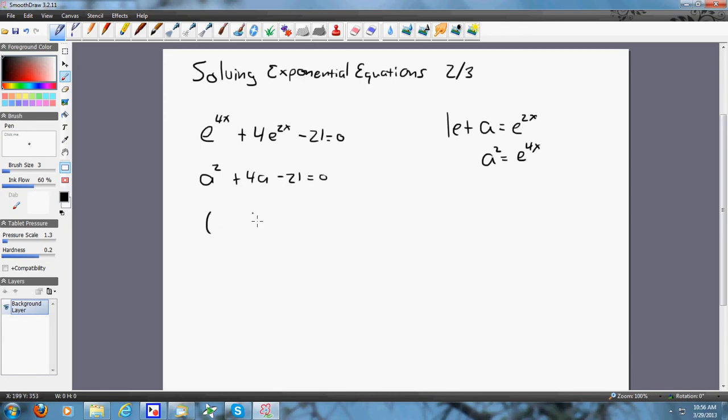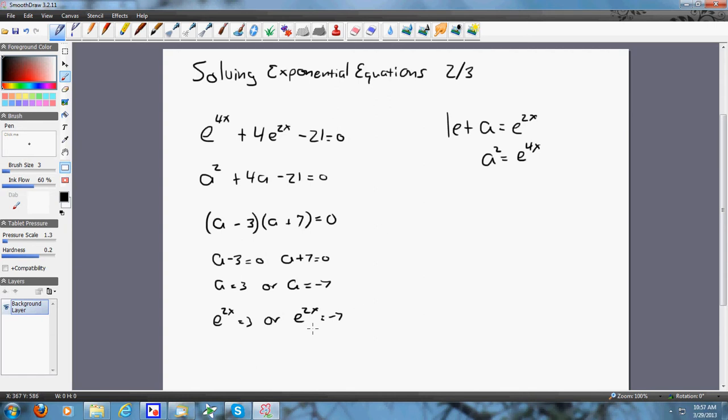Let's see, 21, you have factors of 7 and 3. So you get a minus 3 equals 0. And so you get a equals 3 or a equals negative 7. But you have to remember that a equals e to the 2x. So e to the 2x equals 3 or e to the 2x equals negative 7.